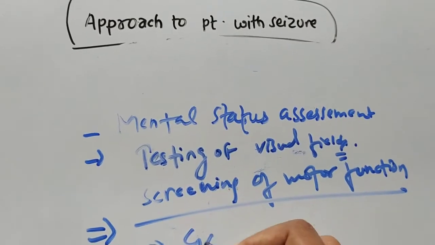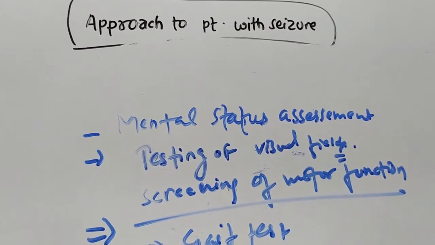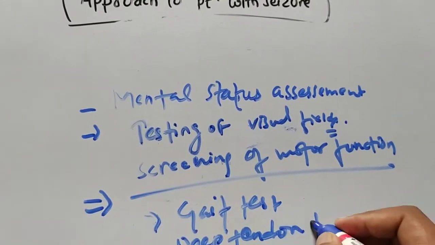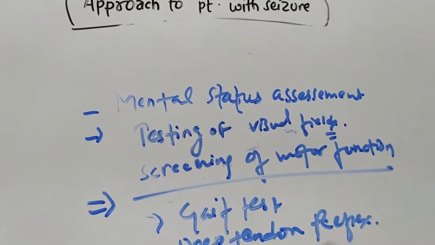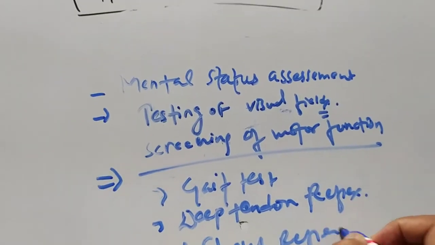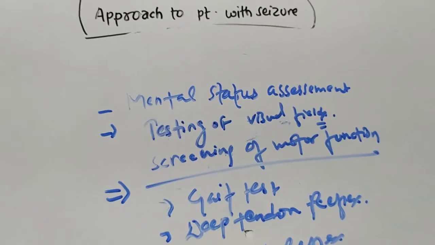You can do the gait test. You can ask the patient for the deep tendon reflex. So do the deep tendon reflex. You can do the stretch reflex. So these are the things which we should do in a patient with a seizure.